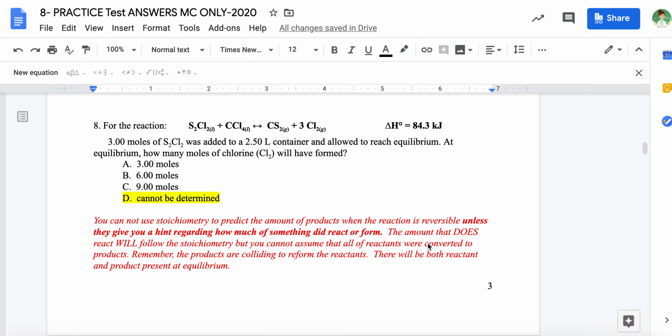Now in number 8, the problem seems very similar to those that we've previously seen, except in this situation, there's no clue, there's no hint. They just tell you how much of something you started with, but they don't tell you what percentage decomposes or anything else. So there's no way for you to know what's present at equilibrium. There's just not enough information given.